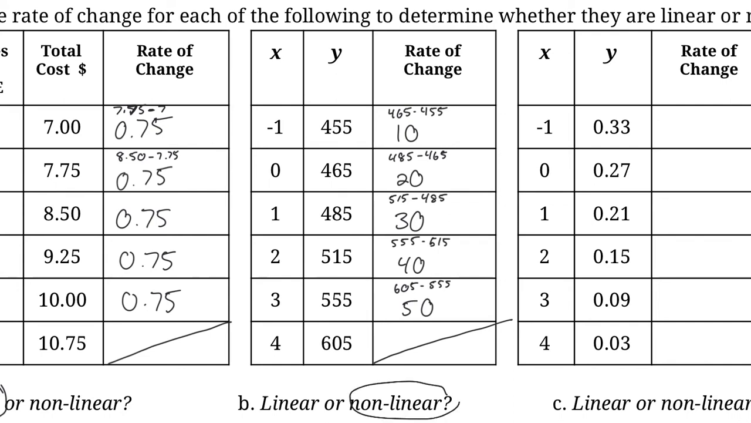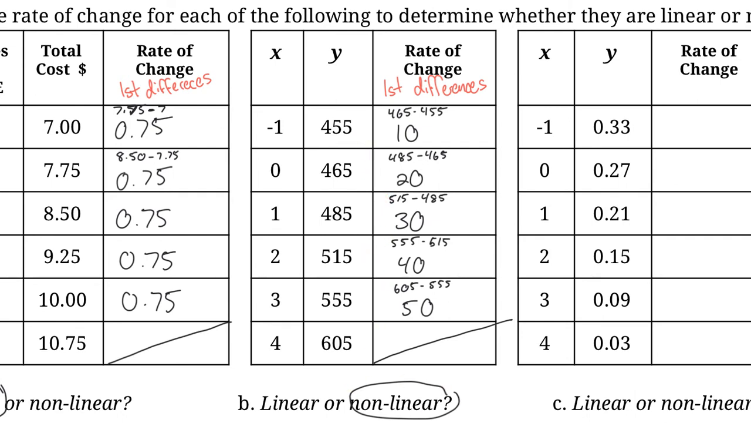So this is non-linear. And one thing to note: when we have a table of values and our x values are all going up by 1, and then we find the differences in our y values, those differences are known as the first differences. Since in this table all the x values are going up by 1, these are in fact our first differences. And that's also our rate of change. If the first differences are the same number, this is going to be linear.